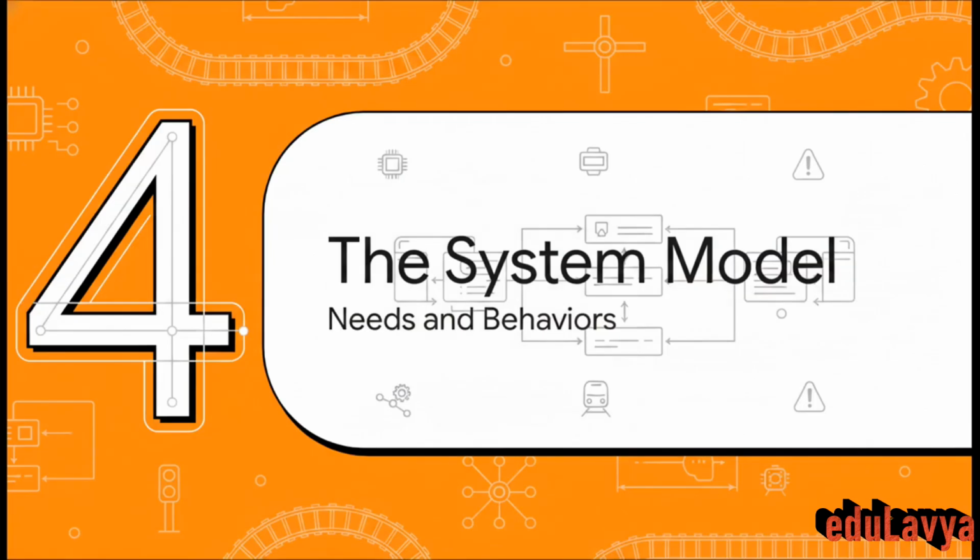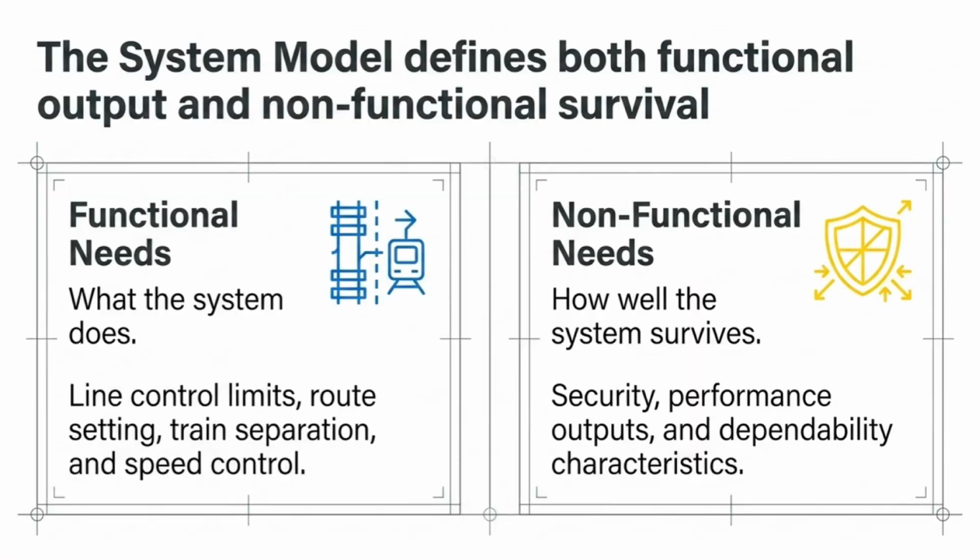All right, part 4, the system model. So, once we have our contextual toolkit locked in, all those exact requirements combine to form our system model. And this splits cleanly down the middle. On one side, you've got functional needs, literally what this system physically does, like routing a train or flipping a signal to green. But equally crucial are the non-functional needs. These don't tell the system what to do, but rather how well it behaves while doing it. We're talking cybersecurity, peak performance outputs, and a very specific and absolutely vital concept called RAMS.